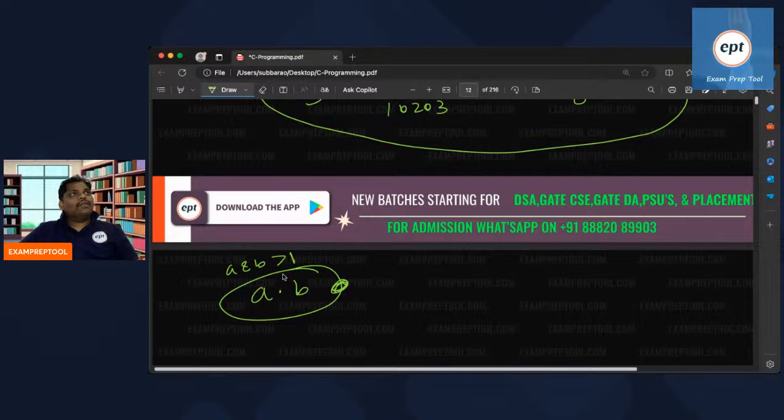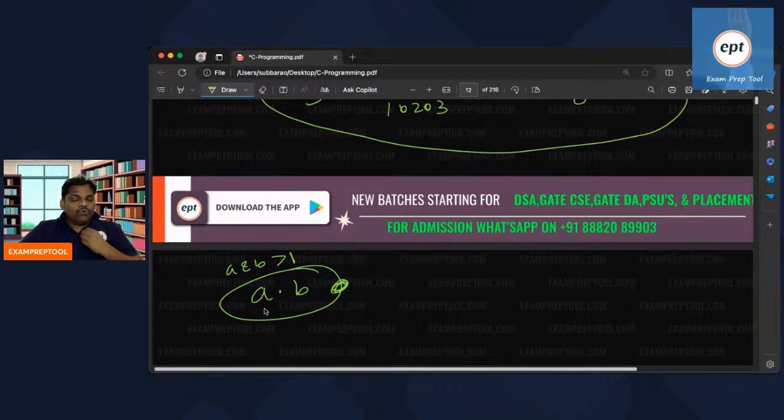Even or not? Multiplication of two numbers is even. Yes or no? Multiplication of two numbers which are greater than 1, is it even or not? Or maybe? So no, need not be, right?